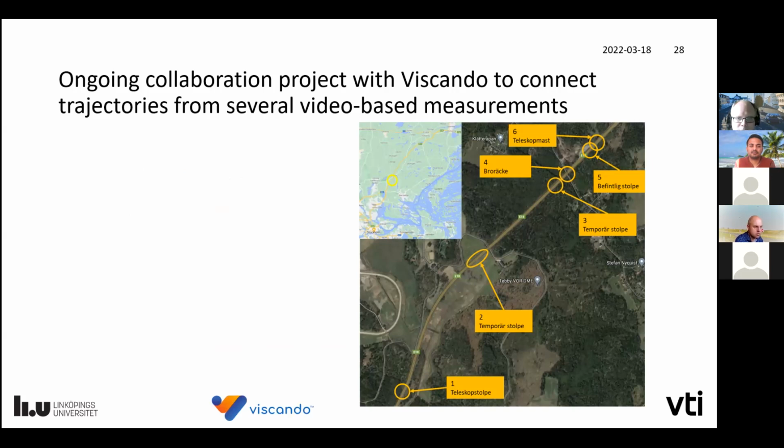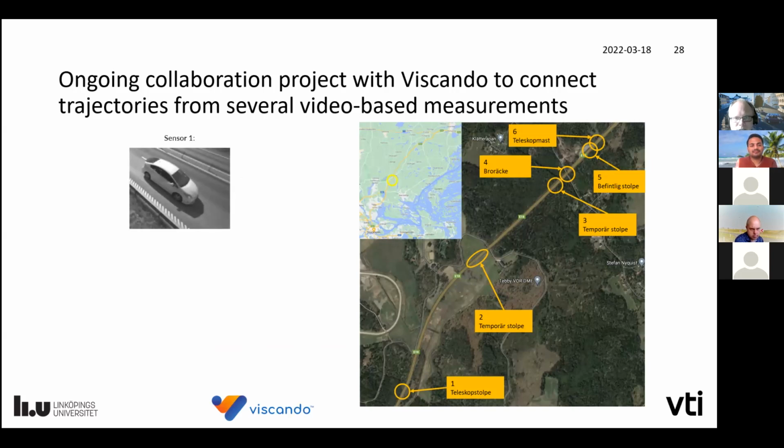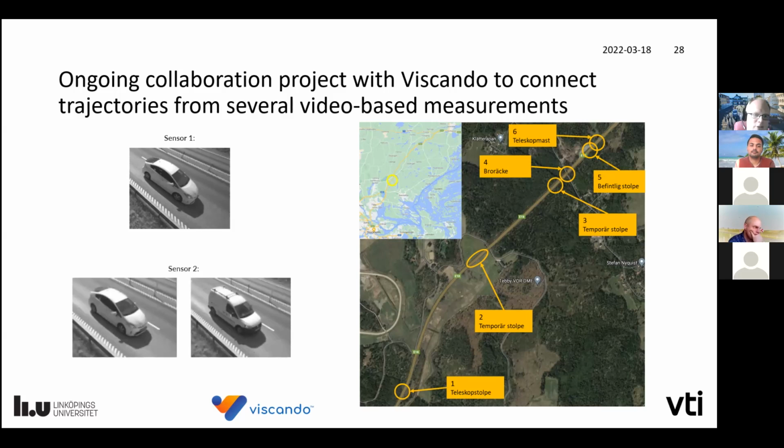So we have put up 6 video cameras that collect trajectories over areas of about 50 meters each. The work that Viscando is now doing is to recognize the same vehicle at the different locations. They have pictures of vehicles from the first sensor and pictures of vehicles from the second sensor, and with image recognition and by putting different points on the vehicles, they try to figure out which vehicle is which.